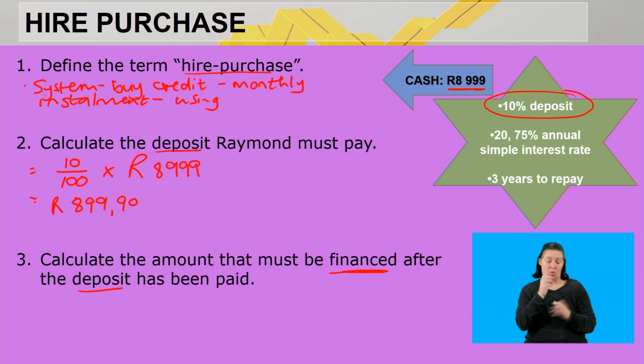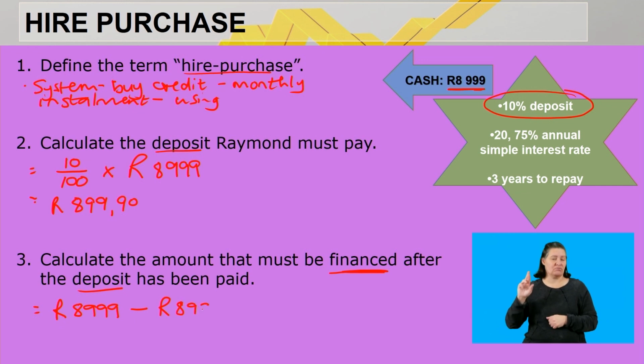So therefore, we say, okay, cash price is 8,999 Rand. He paid only a deposit of 899 Rand and 90 cents. So therefore, he will still owe, let's quickly type that in, 8,999 minus 899 Rand and 90 cents. So therefore, the amount of 8,099 Rand and 10 cents must now be financed.